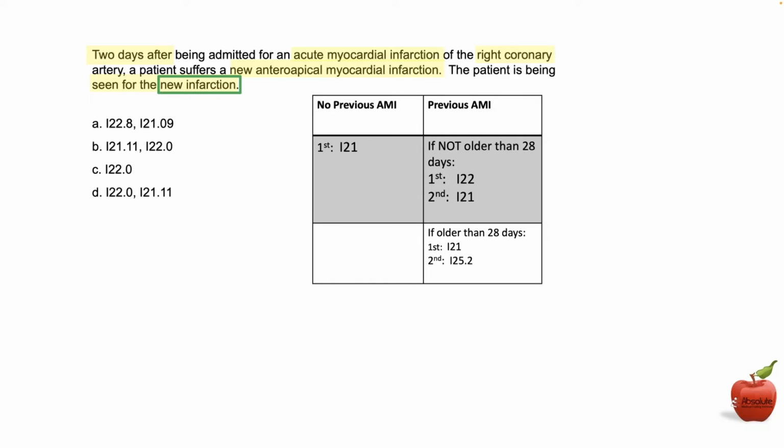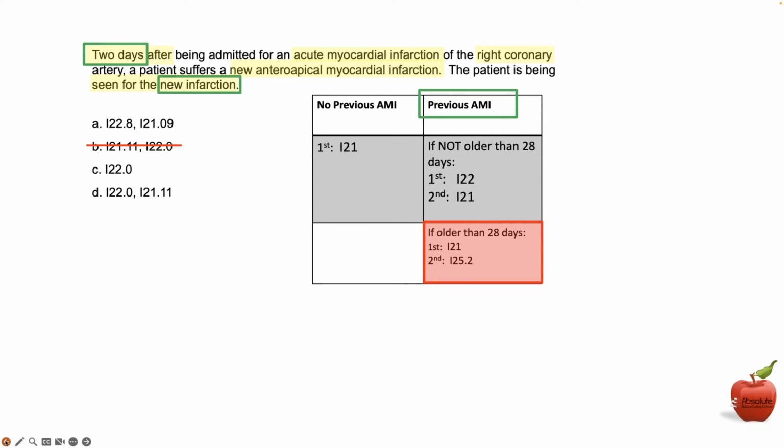But right now, let's turn our attention to this chart. All right. So we know that this is a case where there was a previous AMI, and we have to first rule out some things. Was the previous AMI older than 28 days? No, it wasn't. It was 2 days ago. So we're not even going to consider that. However, it was within the 28 days, and therefore we're going to code it the following way. We're going to code I22 first, followed by I21.